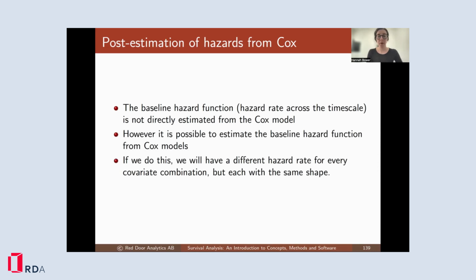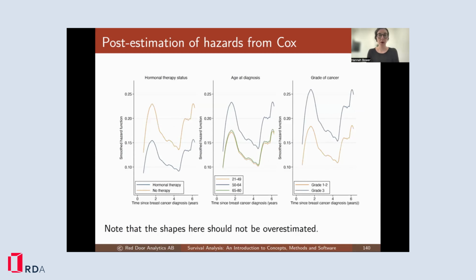If we do this, then what we will have is a different hazard rate for every covariate combination, but each with the same shape, because we have hazard ratios that are constant across time. So what we can do is we can do this in Stata and have plots of the smoothed hazard functions across the timescale. And you can see here that these wiggle a lot. Here we've used a smoother that probably shouldn't be overinterpreted. So I've written at the bottom here, note that the shapes here should not be overestimated.